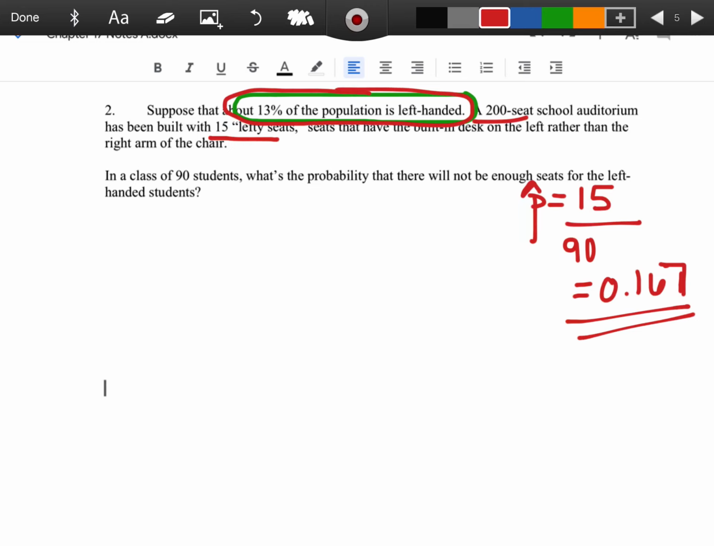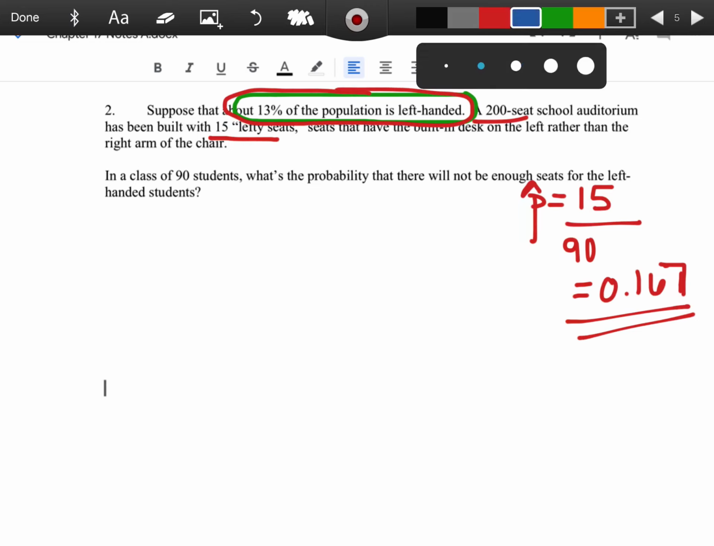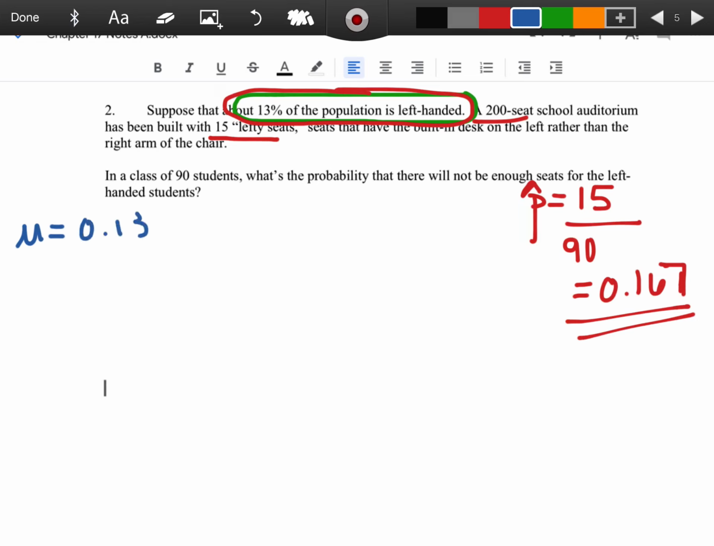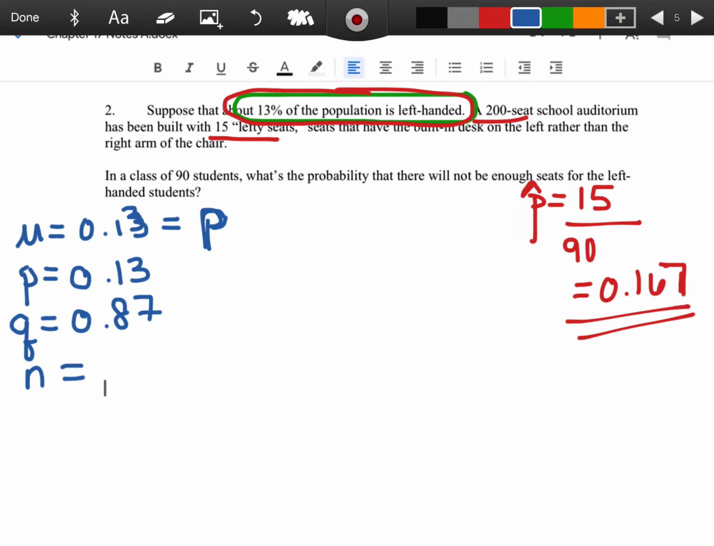So I'm going to go through and find some information. First of all, on average, 13% of a population is left-handed, so that's going to be my P in this case. P is 0.13. So if P is 0.13, that means Q is the rest of my 100%, and 1 minus 0.13 is 0.87. And my sample size here is, I believe, 90 students. We have 90 people in our class.